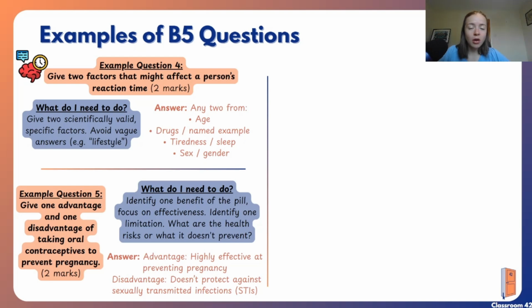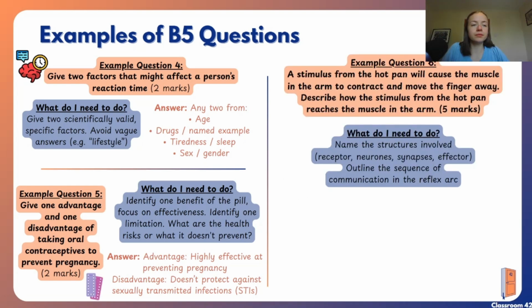And on these kind of questions, I would just make it as clear as possible. So really highlighting advantage, this is my advantage, and disadvantage, just so everything is as clear to the examiner as you can possibly make it.